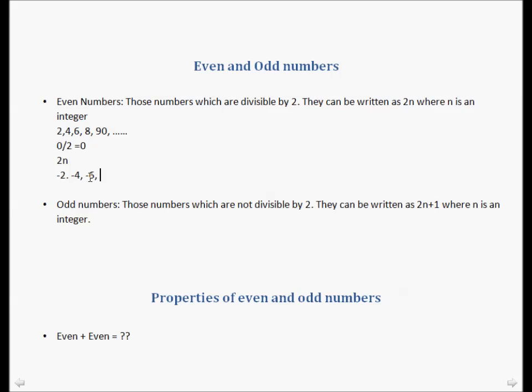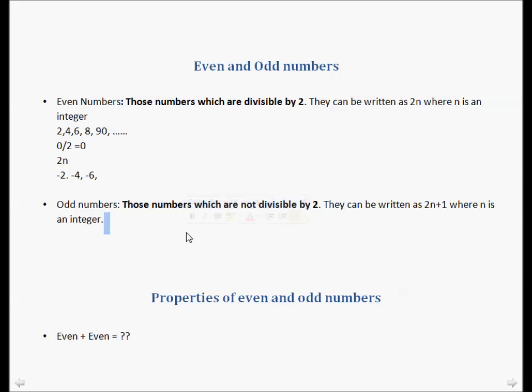So any number which is divisible by 2 is even, whether it is negative or positive, it doesn't matter. So that's the definition of an even number, that it has to be divisible by 2. What are odd numbers? Those numbers which are not divisible by 2 are odd.